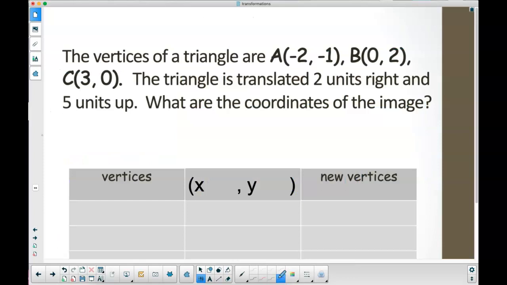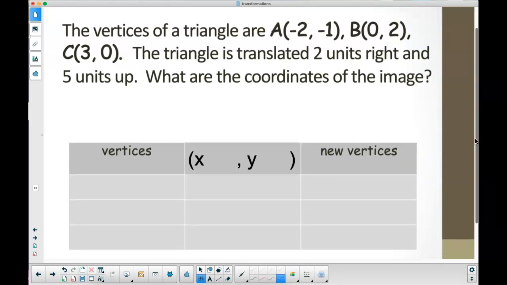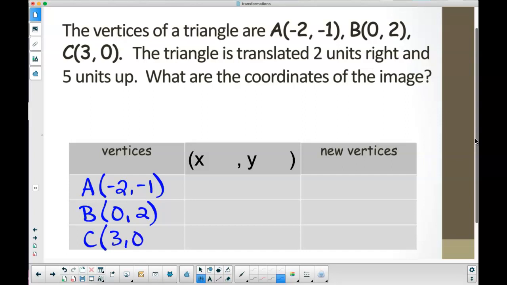Okay, the next one I need to give you a graph. Okay, the graphs are really nice, but we don't necessarily need a graph. It says the vertices of a triangle are A, B, and C. The triangle is translated 2 units to the right and 5 units up. So let's write down our vertices first. A is -2, -1. B is 0, 2. And C is 3, 0.